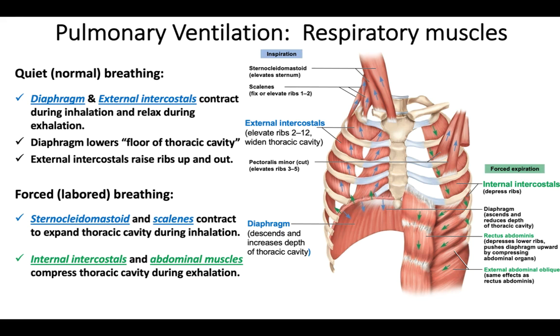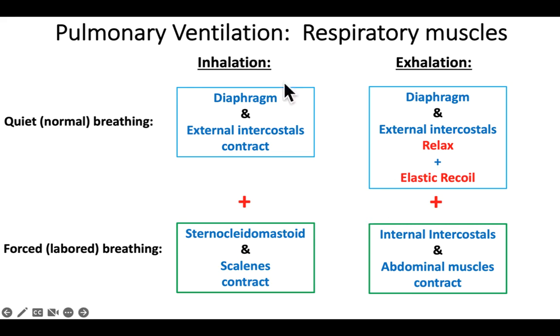I have another slide that I think simplifies this a little bit into the muscles that are involved in normal quiet breathing and then what you add to that. So with labored or forced breathing, you're still utilizing the muscles that you use when you're quietly breathing. You're just adding to that. You're contracting sternocleidomastoid and scalenes during forced inhalation, and you're contracting the internal intercostals and abdominal muscles during forced exhalation. So I don't know, this diagram might simplify things a little bit.